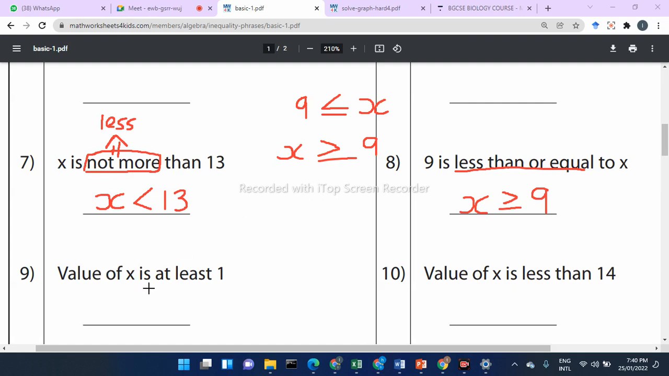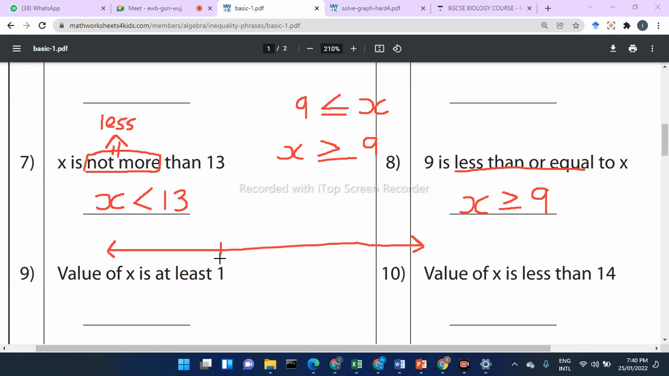I like this one. Value of x is at least 1. Think about that. So it said it's less than or equal to what? It's at least... Okay. Let's look at the number line. That says greater than or equal. Very good. That's it there.